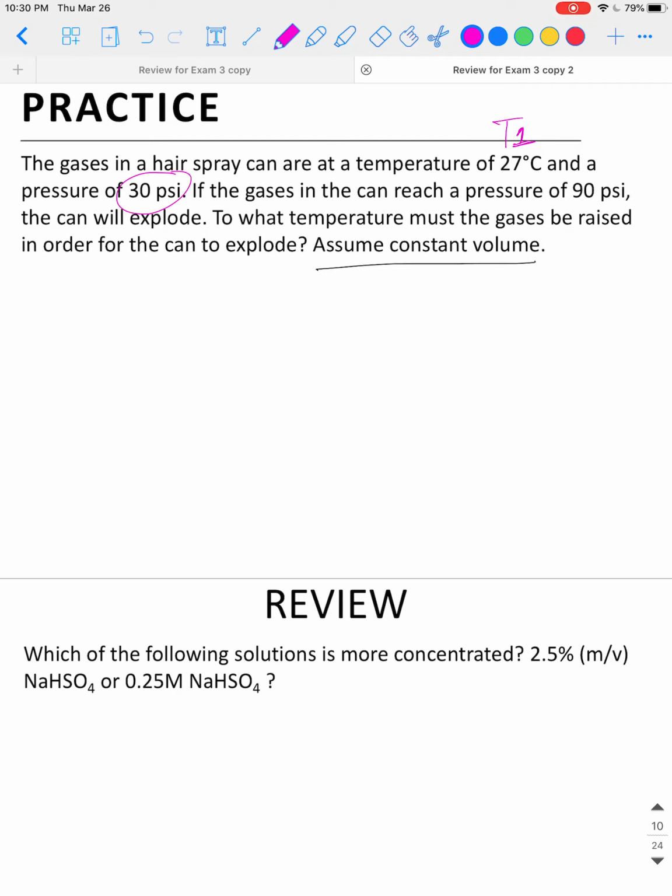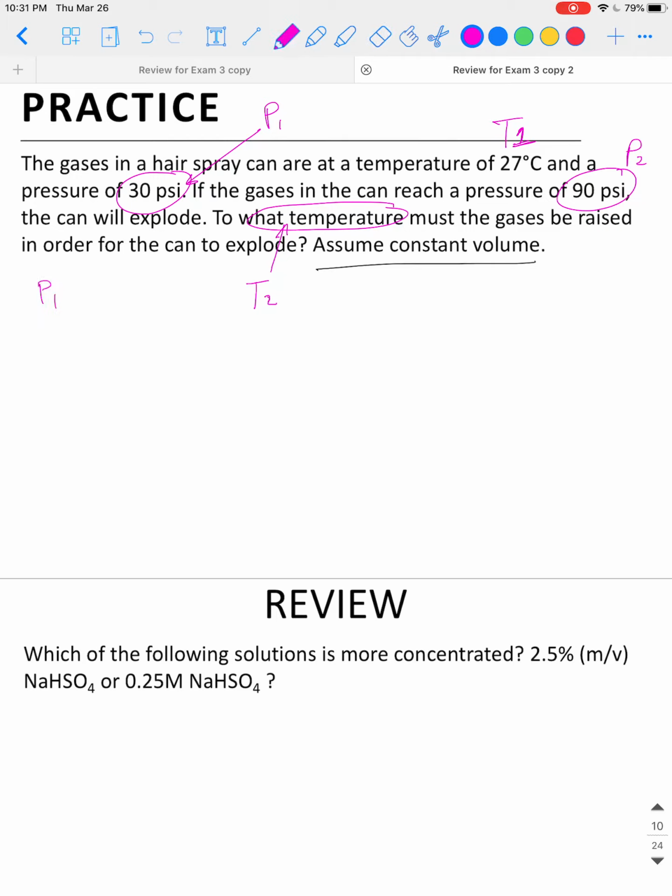And we're given an initial pressure, this right here in psi. We'll call this P1. And it says if the gases in the can reach a pressure of 90 psi, we're given a second pressure. I'll call that P2. It says to what temperature, this is asking us to solve for T2, and constant volume.